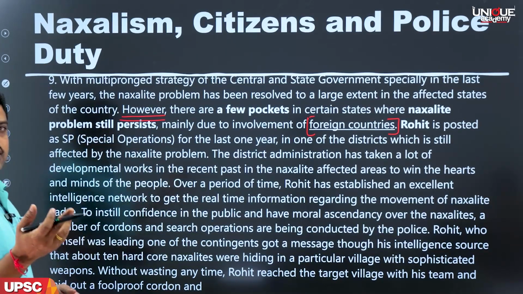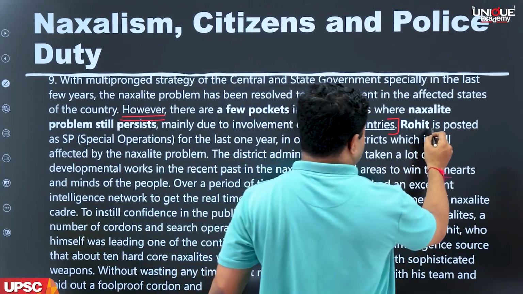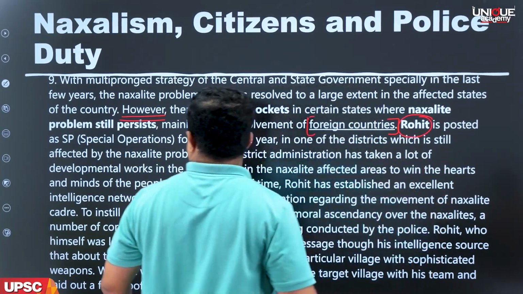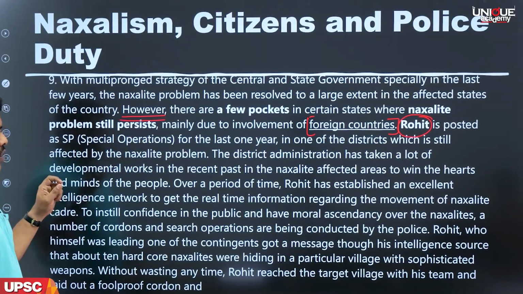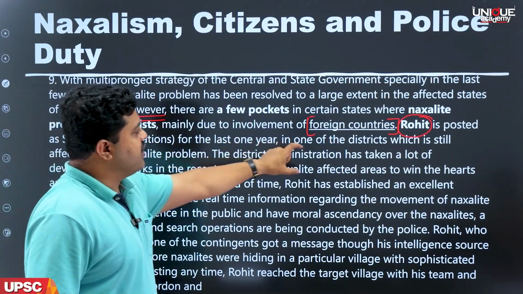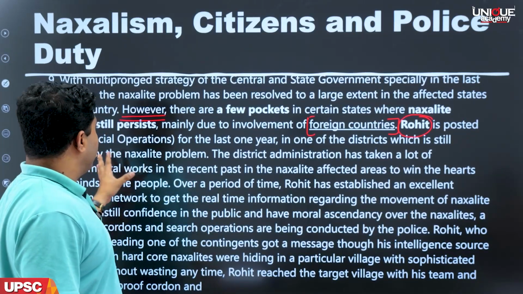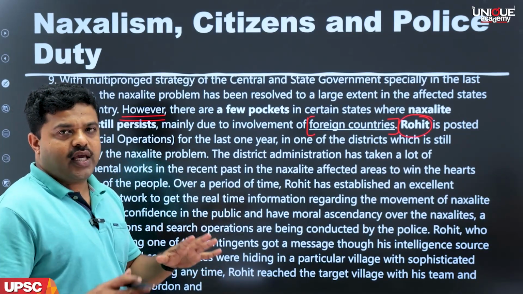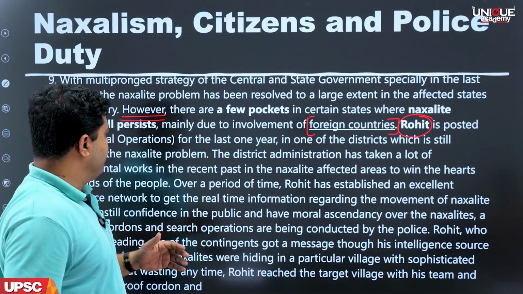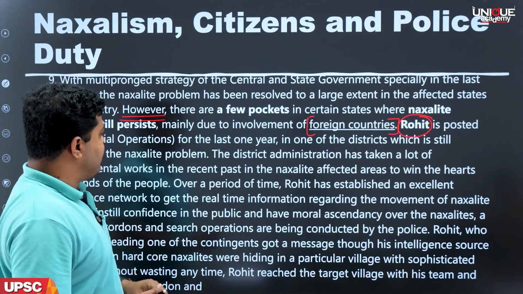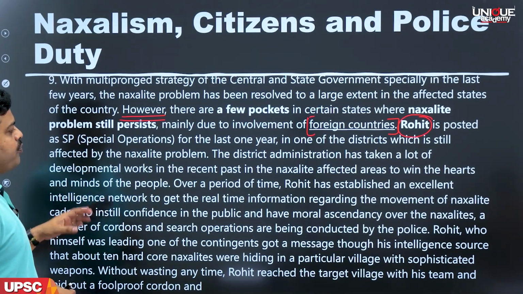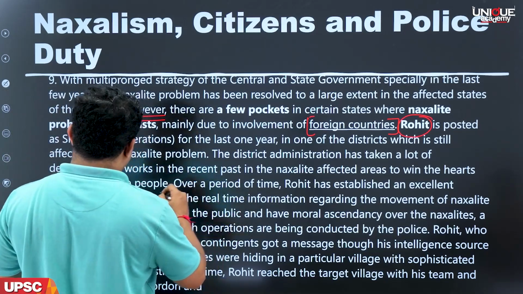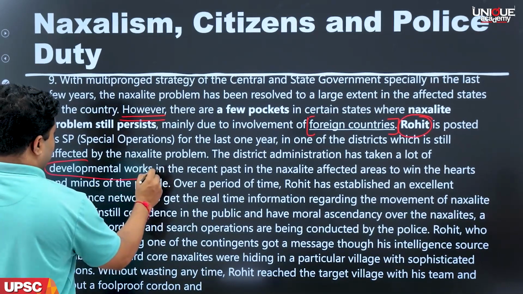Rohit, now there is a person who is a focal point. Rohit is posted as SP, Superintendent of Police of Special Operations, for the last 1 year in one of the districts which is still affected by the Naxalite problem. So Rohit is the SP and is posted there. The district administration has taken a lot of development works in the recent past in the Naxalite affected areas to win the hearts and minds of the people. So this work has been done, you have to note this.